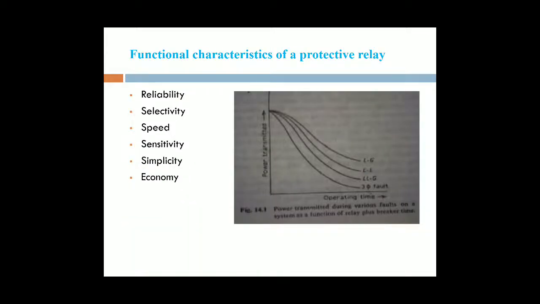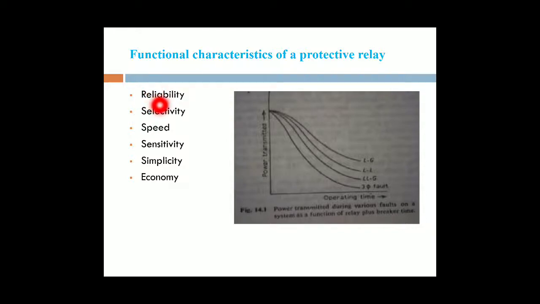Okay, next one is the functional characteristics of a protective relay, or good features for the protective relay. What are the features for a good protective relay? Mainly there are 6 types of features in a good protective relay. The first one is reliability, next is selectivity, then speed, sensitivity, simplicity, and the last one is economy.